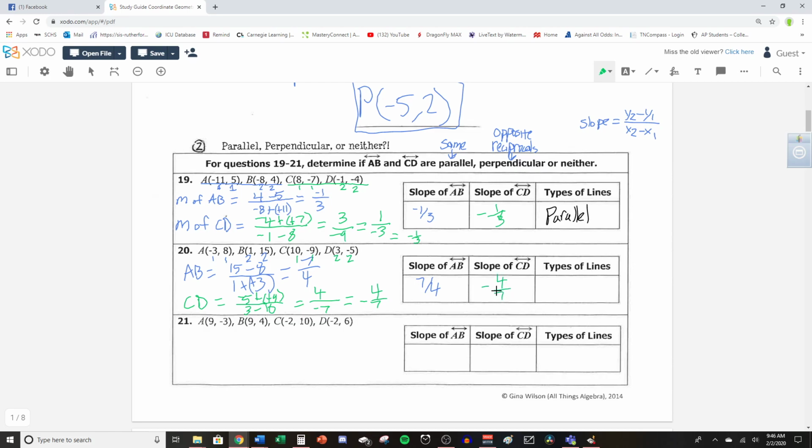So we compare these slopes, and these are opposite reciprocals. Reciprocal means to flip. Opposite means change sign. As you can see, we have flipped the numbers. It was 7/4, it became 4/7. We also changed it to the negative sign, so these lines are perpendicular.